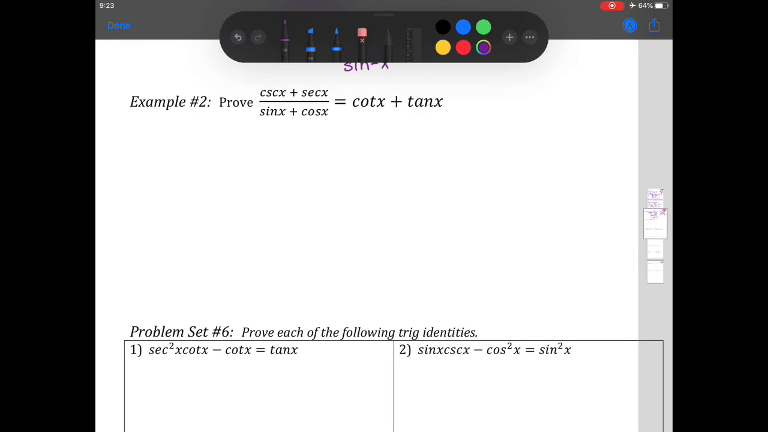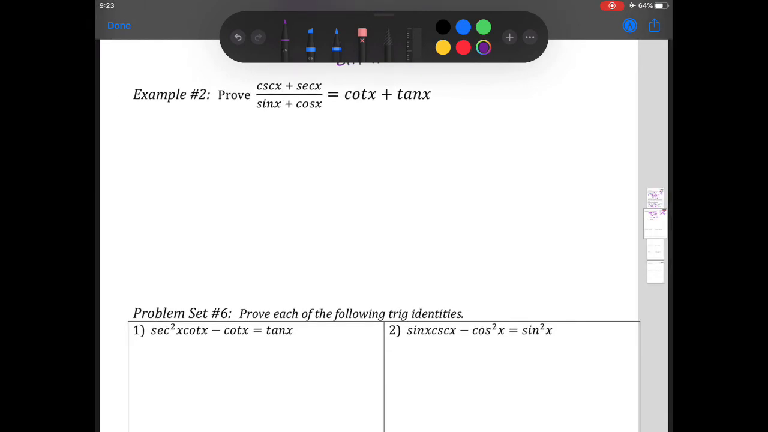I know they look a little difficult, but if you go along, I always say, pick the complicated side, substitute with sine and cosine. So here again, I see cosecant, secant, I see a sum of sine and cosine. I'm going to work with the left side. If you choose to do the right side, go for it. But for me, the left side is more obvious, so I'm going to do that.